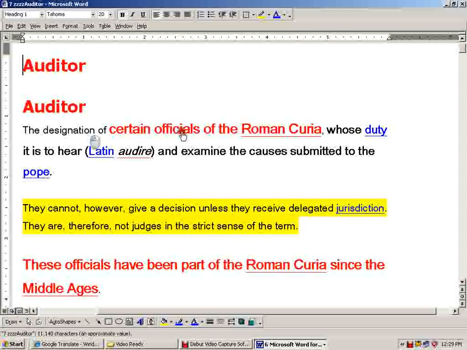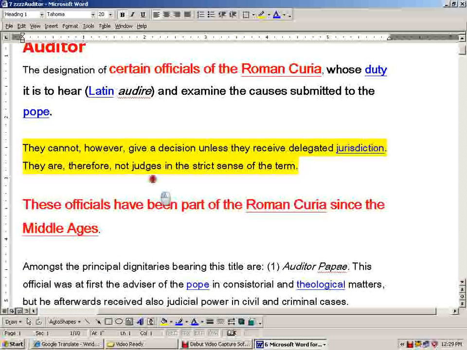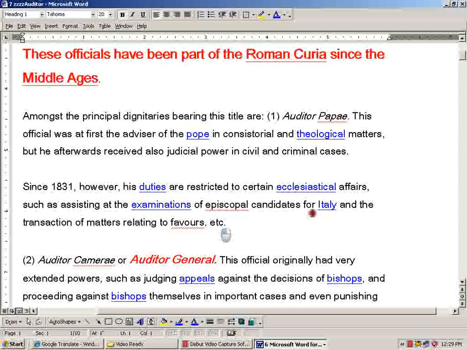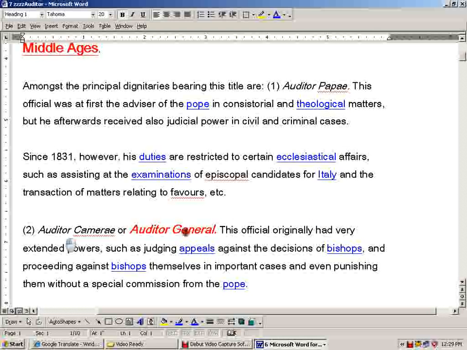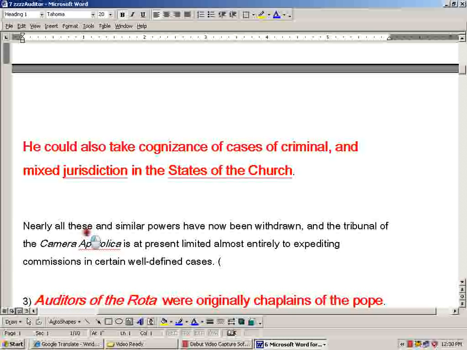Designation of certain officials in the Roman Curia, whose duty it is to hear and examine cases submitted to the Pope. It cannot, however, give a decision unless it receives delegated jurisdiction. There are therefore not judges in the strict sense of the term. I really think that's what we're dealing with in the mirror image in a courtroom. These officials have been part of the Roman Curia since the Middle Ages. And they have an auditor general who originally had very extended powers, such as judging appeals against the decisions of bishops. Auditors, because that's who they used to be, were bishops. He could also take cognizance of cases of criminal and mixed jurisdiction in the states of the church.